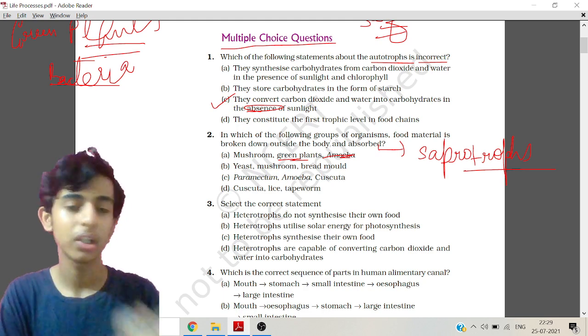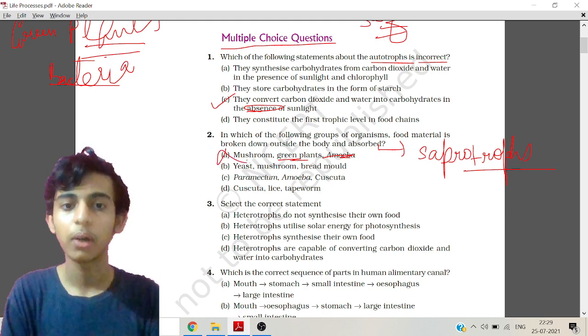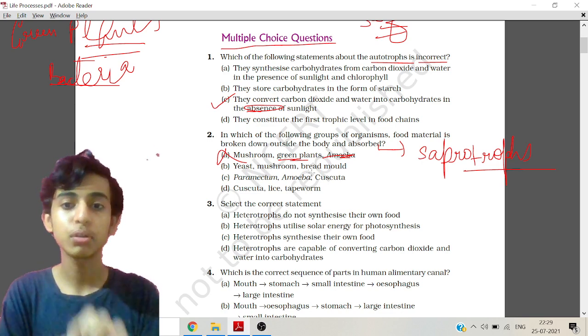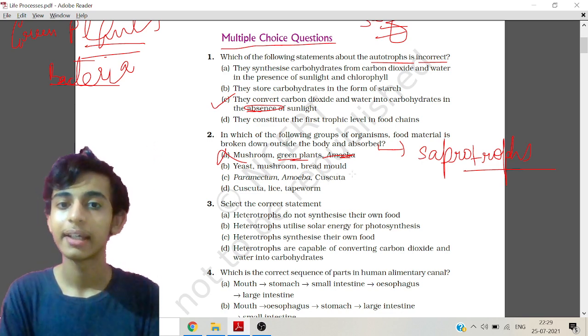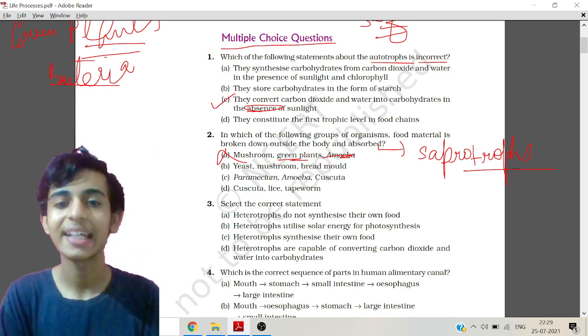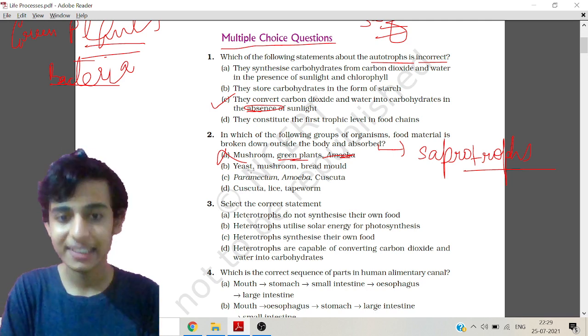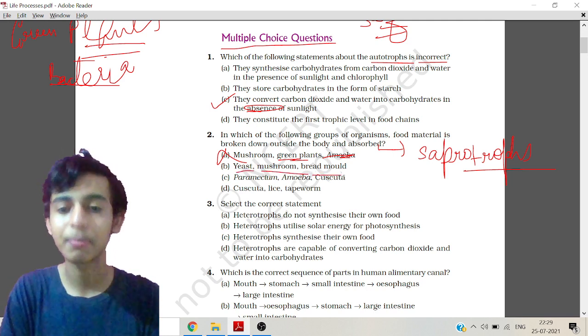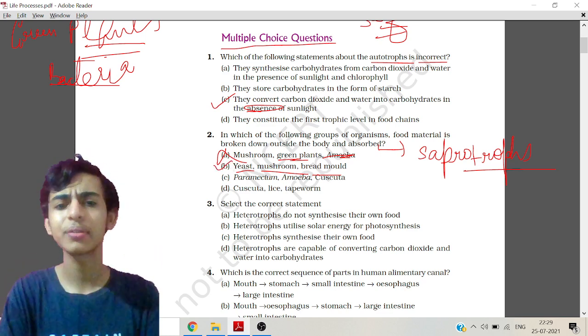So this statement is not correct. Second, yeast, mushroom, bread mold. Okay, just read it. Definitely, this is the correct one. Yeast, mushroom, and bread mold, they break down material outside the body. So this should be the correct answer. Let's read the other two statements as well.